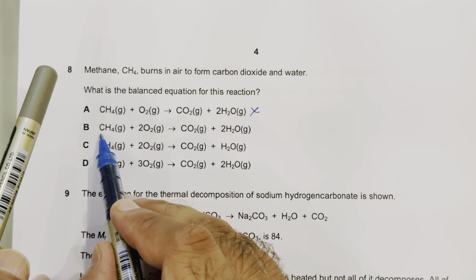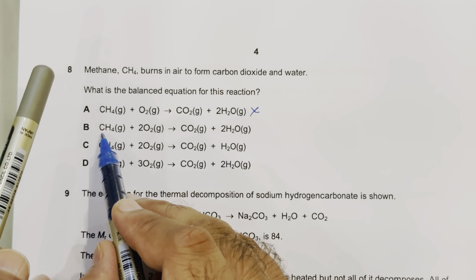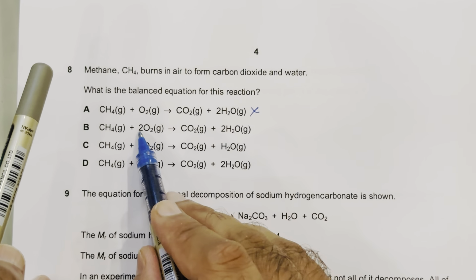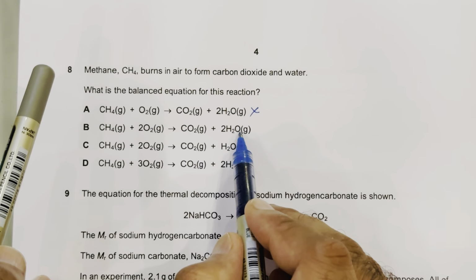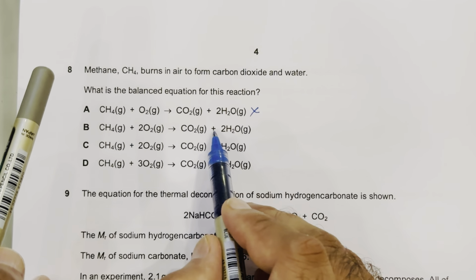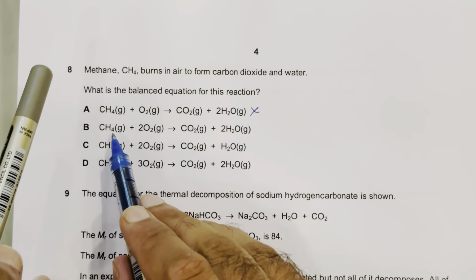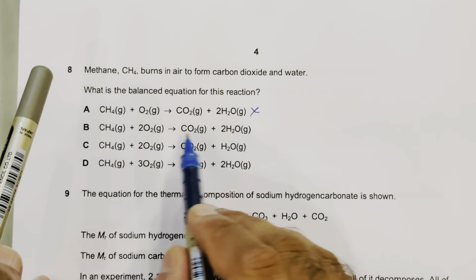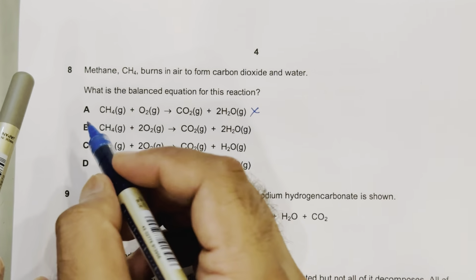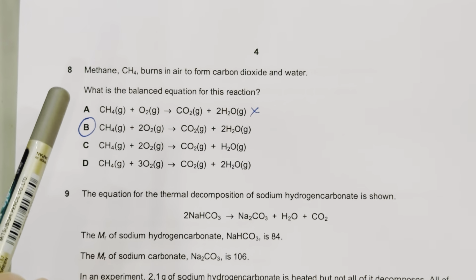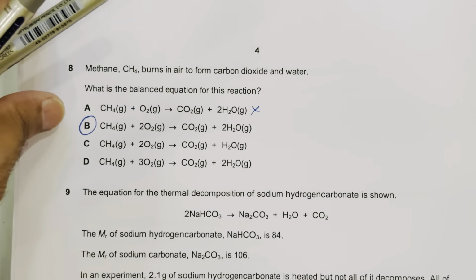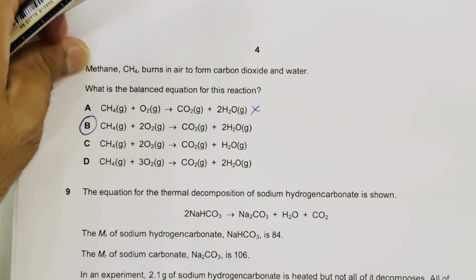Checking option B. In option B, the reactants have only one carbon atom and the product also has one. Oxygen has 4 atoms, 2 times 2, and the product also has 4 oxygen atoms. Hydrogen has 4 atoms on the reactant side, and on the product side it is also 4. So option B is the valid option. This is a question on balancing equations. Moving to question number 9.